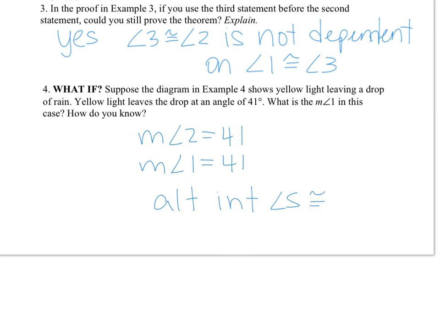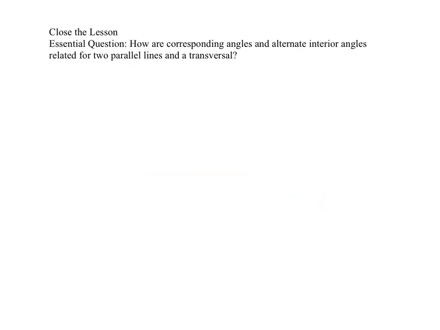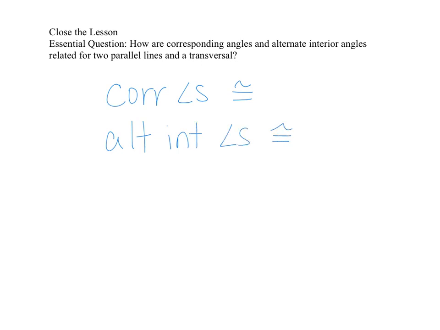Okay, so hopefully you were able to get those answers. Let's close them. How are corresponding angles and alternate interior angles related for 2 parallel lines and a transversal? Corresponding angles are congruent, and alternate interior angles are congruent. And that ends the lesson.